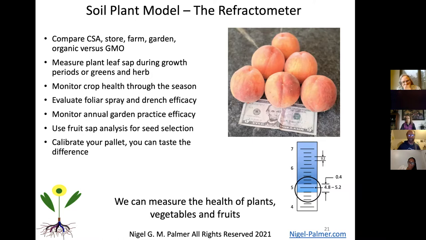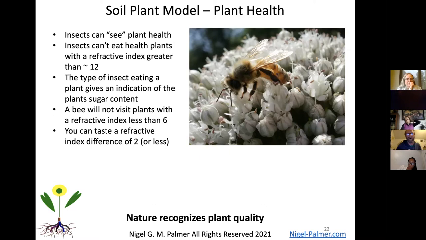One of the things that's really cool about the refraction or the percent sucrose is that insects recognize this. We've already talked about the fact that insects won't bother plants that have a high sap sugar content. And when you get the refractive index of plants above 12, you're going to find insect pressure all but disappears. And as the refractive index goes through a scale of like 7 to 12, you're going to see that the insects that are actually attacking your vegetables are going to change as well, which is just fascinating to me.